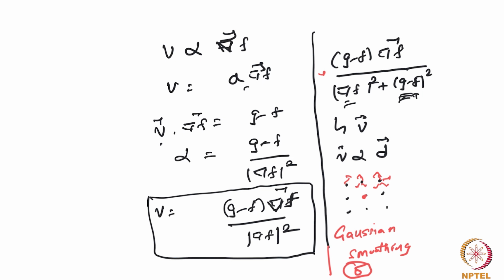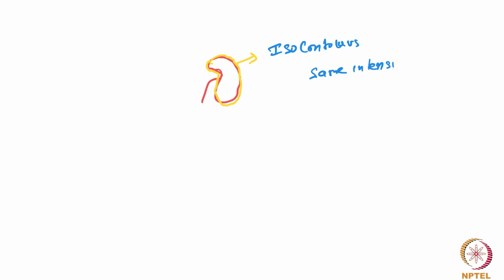Another thing is, if you look at images, for instance, the boundaries of organs. So let's go to another slide. Let's say we have a kidney, something like this. If you look at its boundary, or the boundary of any organ for that matter, you can interpret this as an isocontour, regions or lines of similar intensity. If you take a gradient, the gradient is always perpendicular to the direction of the isocontours. If you take an image, then gradient of f is always perpendicular to the isocontours, right?